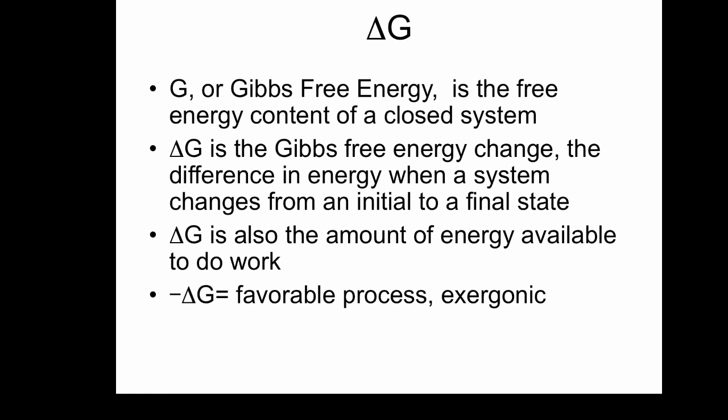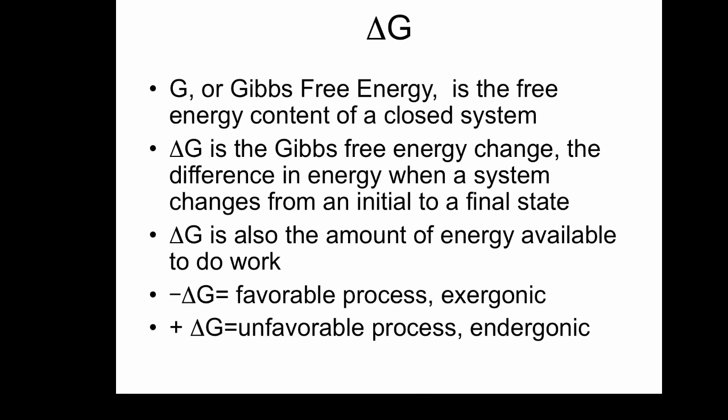The important thing to remember is that if delta G of a reaction is negative, it is a favorable process. That is, energy is released and thus it is exergonic. If delta G is positive, then the reaction is unfavorable. This means that energy input is required and is endergonic.